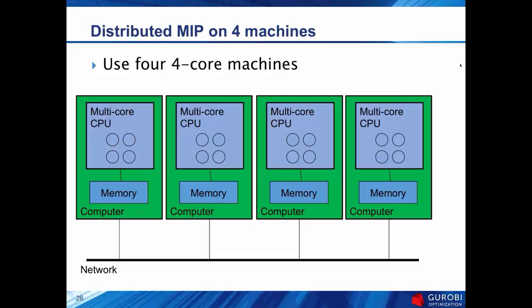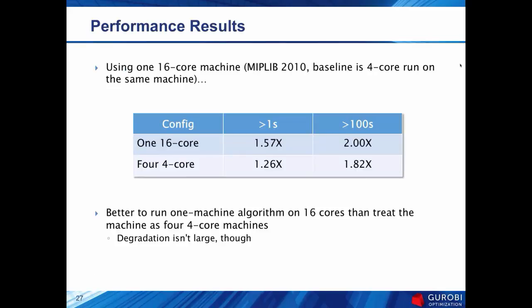So let's look at this one 16-core machine and see what the performance is like running it in a couple of different configurations. First, most models, that is the models that solve in 1 second or greater in this first column, treating that model as one 16-core machine, you get a 1.57x speed up as compared with a 4-core, meaning going from 4 cores to 16 cores, you get 1.57 times faster. Interestingly enough, treating it as 4 4-core computers, you still get a speed up, but that speed up is less than treating it as one large computer.